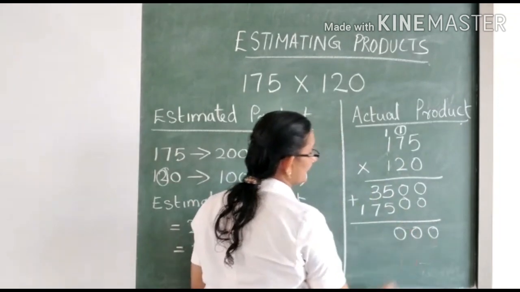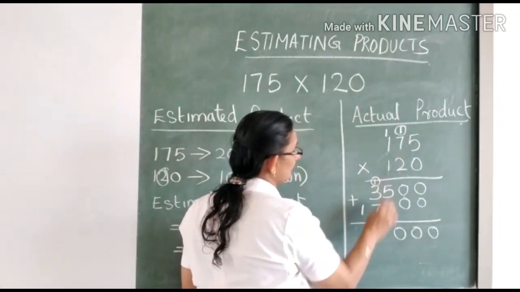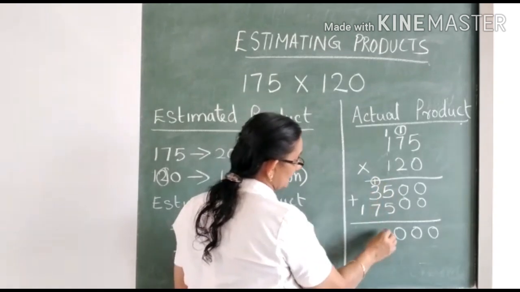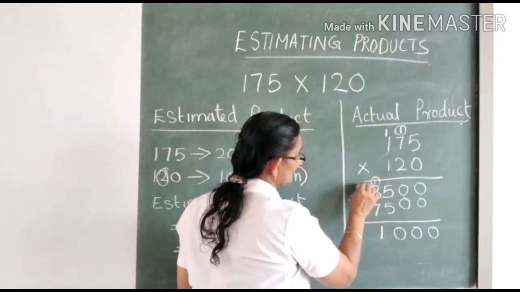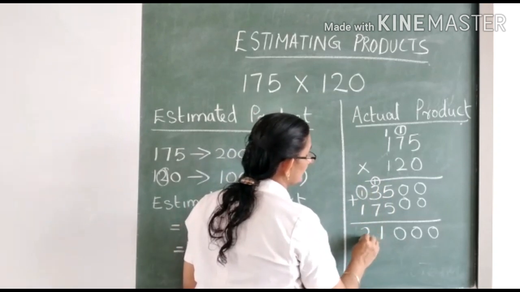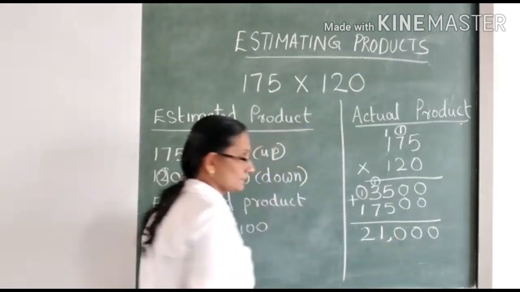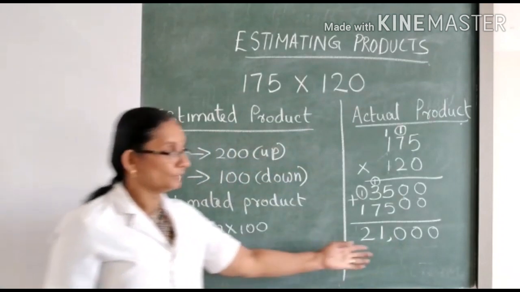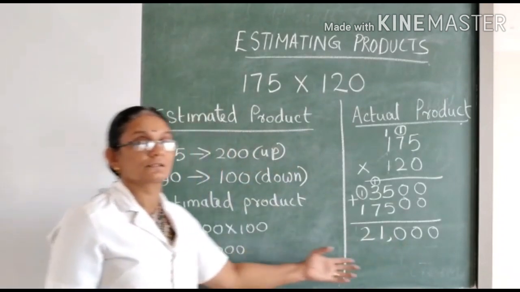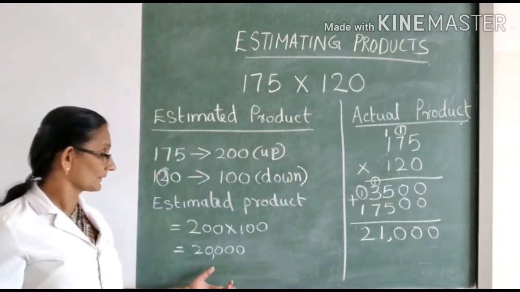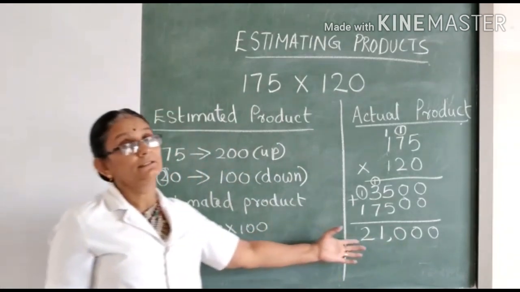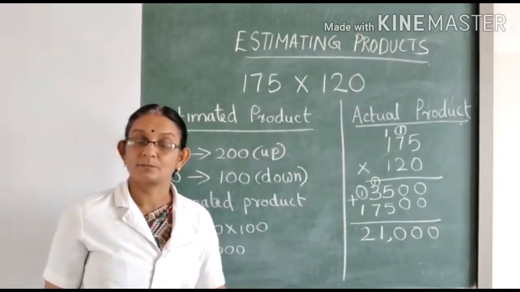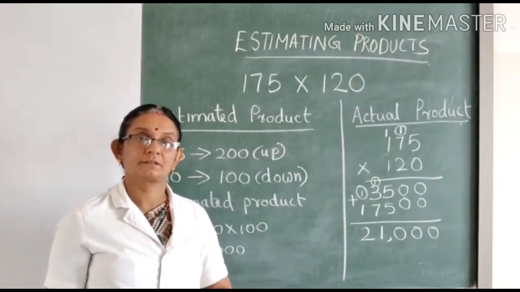Now add the products. 0 plus 0 is 0, 0. 5 plus 5 is again 10, 1 is carried over. Now 7 plus 3 is 10, 10 plus 1 is 11, 1 and 1 is again carried over and you get the answer as 21,000. You can see that both the answers are almost the same. This is approximately the same. So in this way, we can estimate the product of numbers.